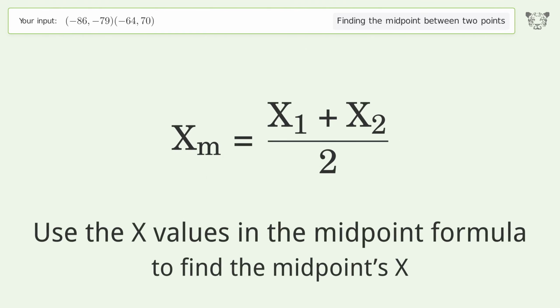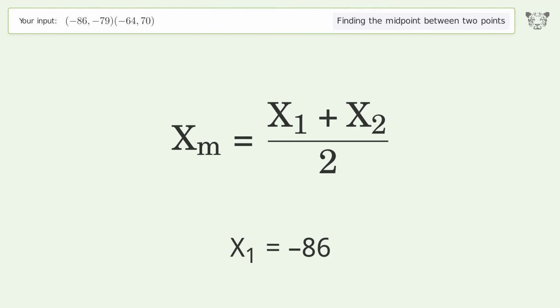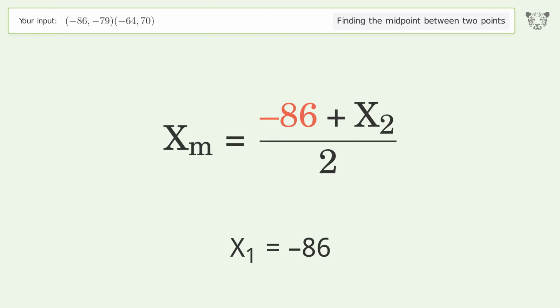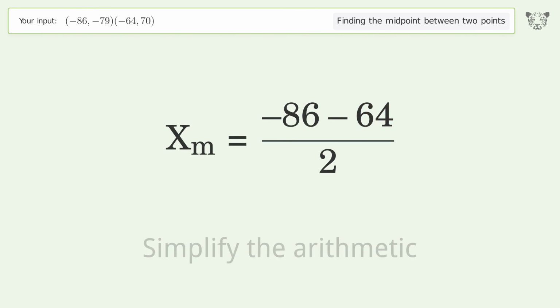Use the x values in the midpoint formula to find the midpoint's x. x1 equals -86. x2 equals -64. Simplify the arithmetic.